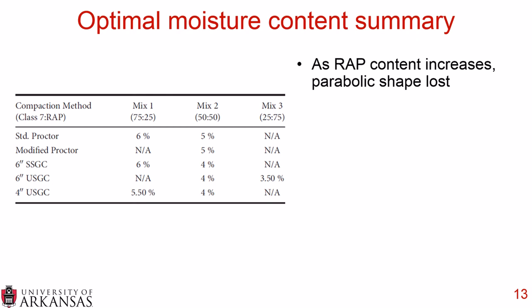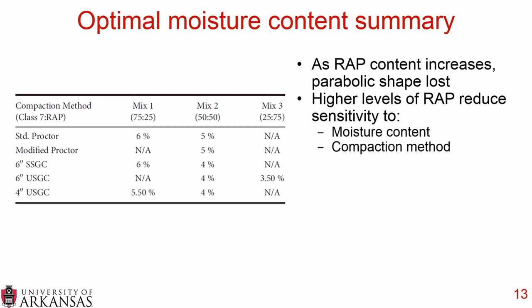Here is a summary of the optimal moisture content. Another thing that we noticed is as the RAP content increases, we would lose that parabolic shape. So generally when you're looking at moisture content curves, you have a very nice upside down parabola. However, as we increase the RAP content, we lost that and we started getting straight lines. And we felt that higher levels of RAP reduce the sensitivity to both moisture content and the compaction methods.